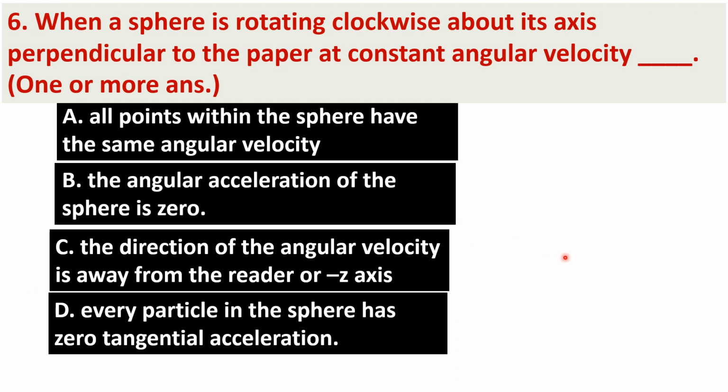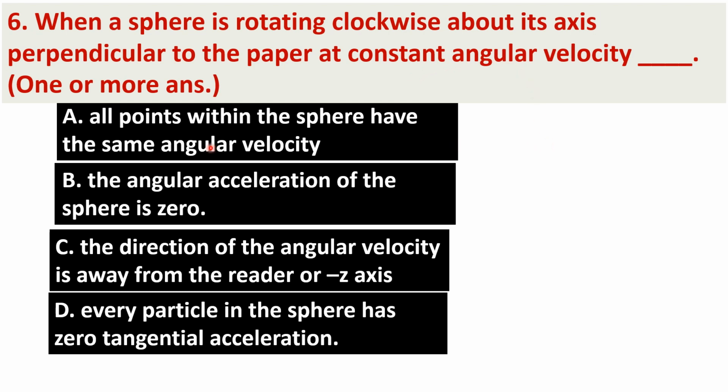This question is now about rotational motion. A sphere is rotating clockwise about its axis, which is perpendicular to the paper, at constant angular velocity. Which of the statements below would complete this statement? We are expecting one or more answers.